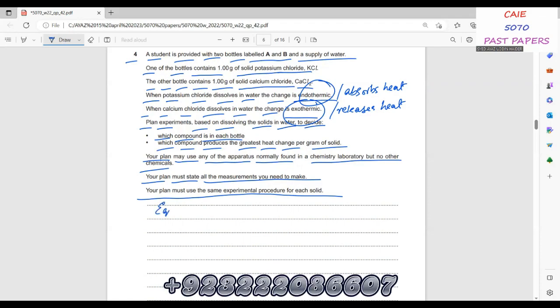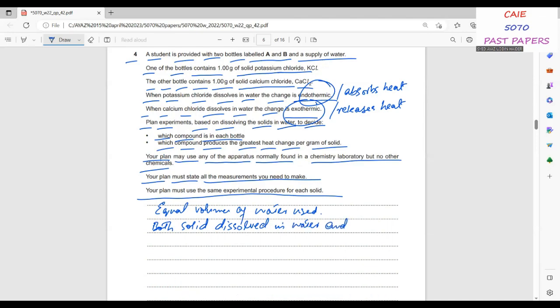So you write equal volumes of water used, both solid dissolved in water and stirred, measure the temperature using thermometer.